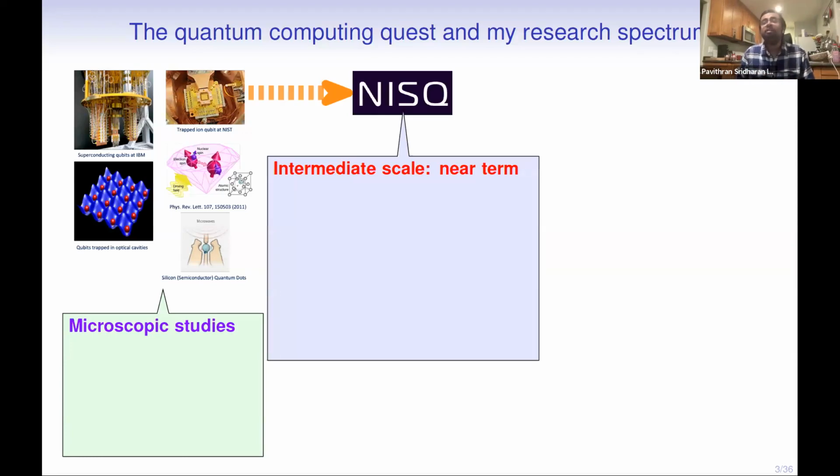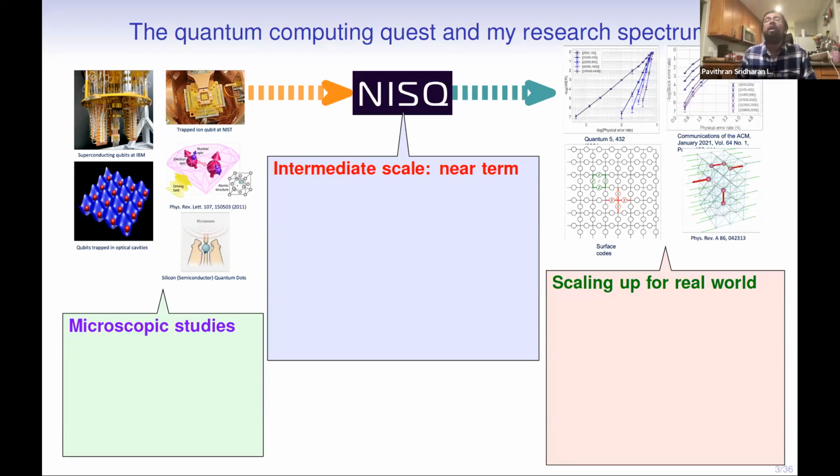And then comes the era of what if we have a handful of these systems, otherwise called the NISQ era, where we say, okay, what if I have 100 physical qubits or 1,000 physical qubits? What important tasks can I do? And what interesting information can I infer for the future? And then there is the ultimate goal of having trillions and tens of trillions of these physical qubits to build a real-world quantum computer and scale up these resources for real-world problems.